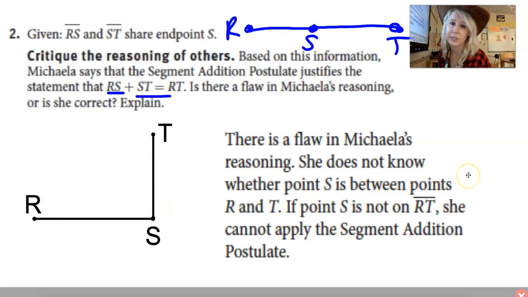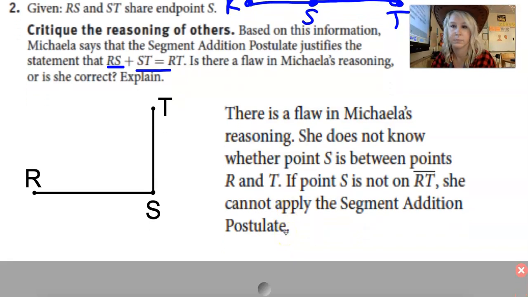Okay, so the flaw in her reasoning is she didn't say that they were on the same line, so she didn't know point S was in between it, therefore I can't prove the segment addition postulate. If she said that RS and ST shared an endpoint and they were on the same line, or that S was in between it, then she could totally prove that. That one was tricky.